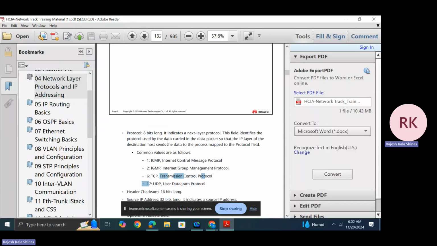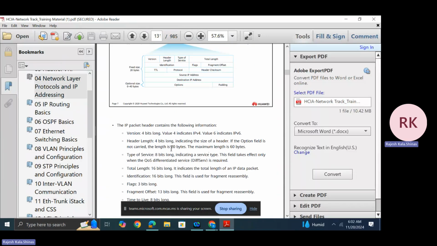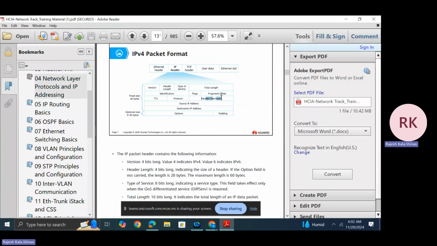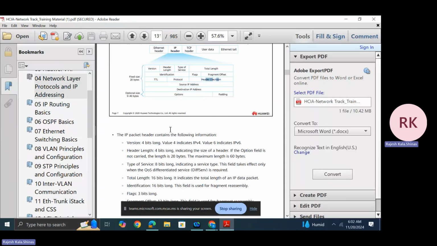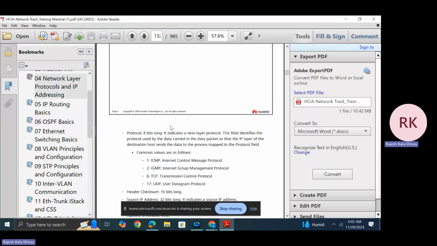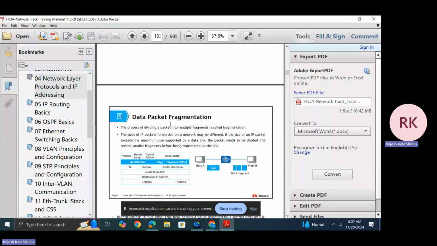Then the checksum. This is used for error detection. Whenever you get a packet, you have to make sure that the packet is free of errors and nobody has manipulated or corrupted the packet. To avoid that, we have the checksum, a mathematical calculation to check whether an error is there or not. This is what comes under the IPv4 packet header.